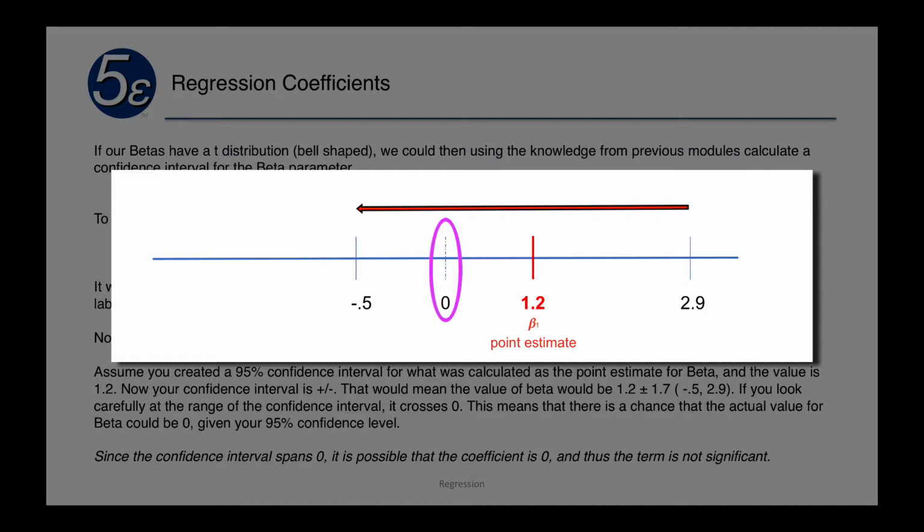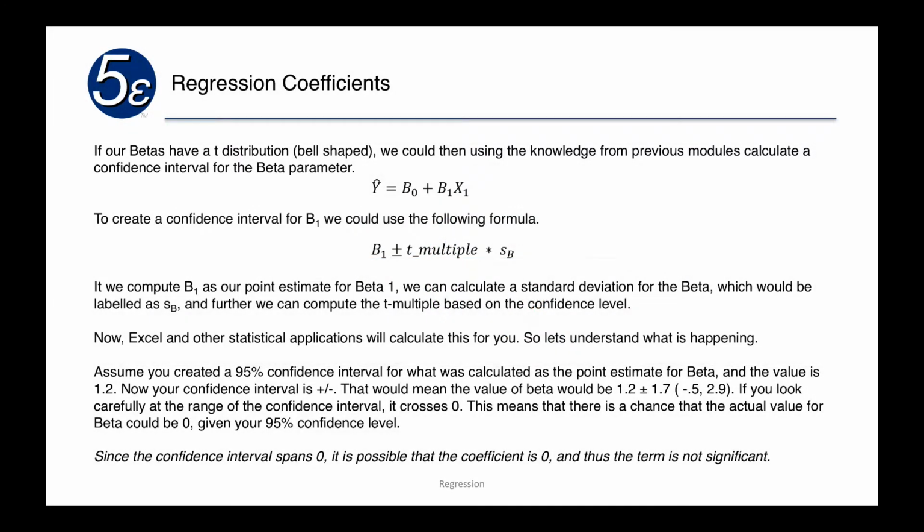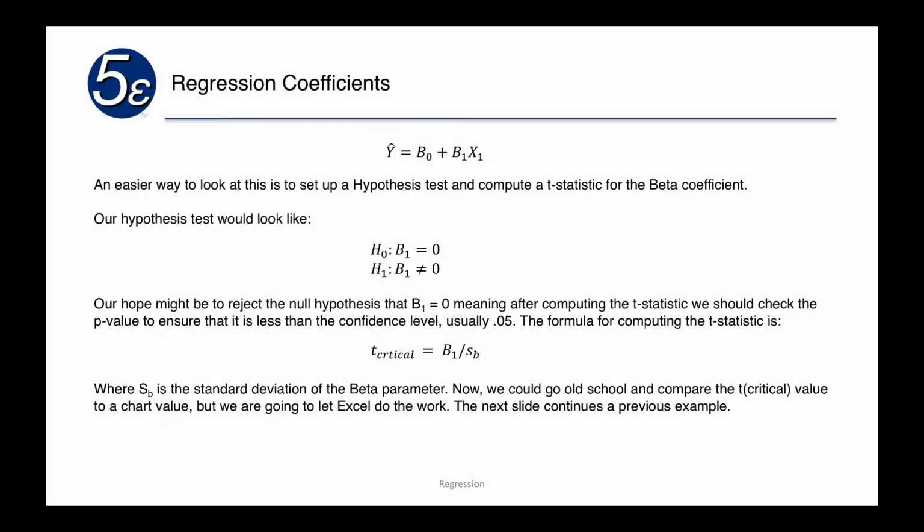And since the confidence interval spans 0, it's possible that the coefficient is 0. And thus, we consider the term not significant, because this would mean that beta 1 has the possibility of being 0. And if we multiply the 0 by x1, the term x1 itself is not significant. So an easier way to look at this is to set up a hypothesis test to compute a t-statistic for the beta coefficient. So here we have our hypothesis test: H0 is beta 1 is equal to 0, and H1 is beta 1 is not equal to 0.